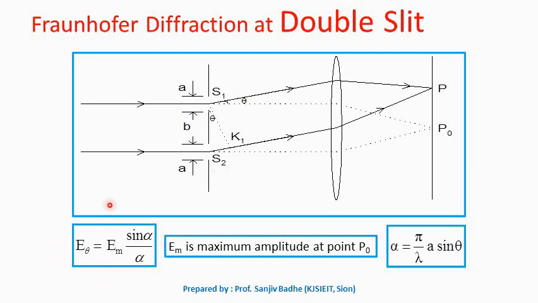as E theta equal to Em sin alpha upon alpha, where alpha is pi by lambda A sin theta and Em is maximum possible amplitude that will go at point P naught, exactly opposite to the center of the slit in case of single slit diffraction.